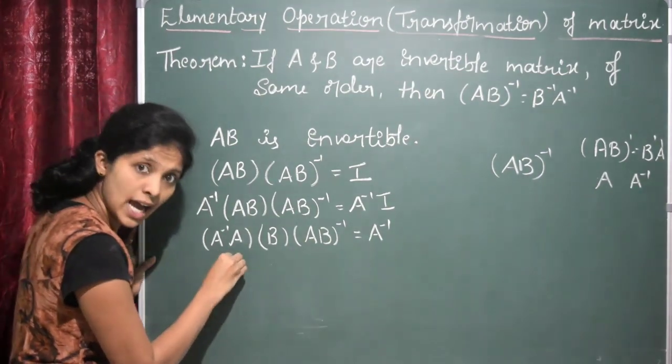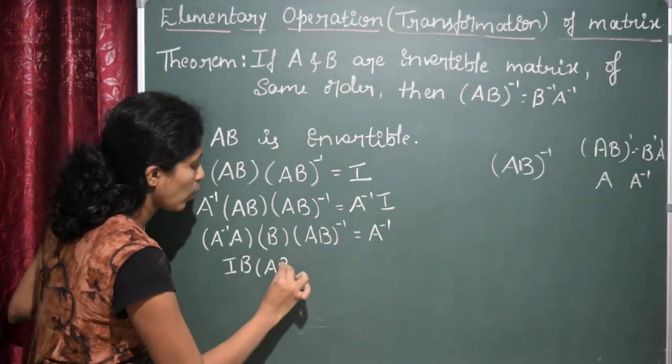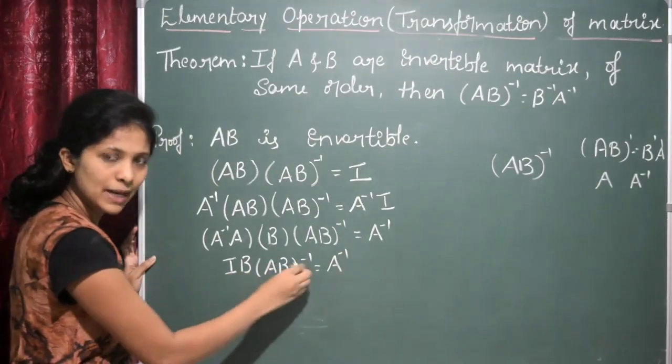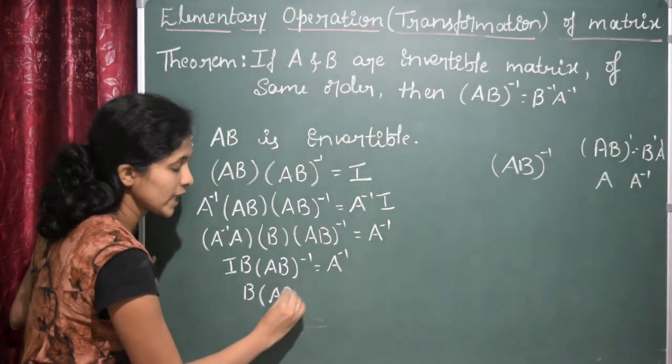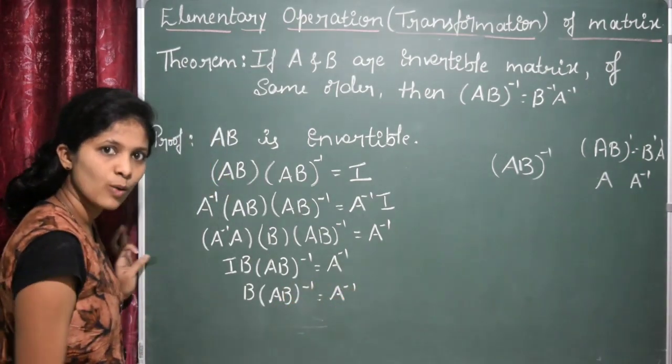So this one I can write I into B, AB whole inverse is equal to A inverse. So I is multiplied by this matrix. So this I can write B into AB whole inverse is equal to A inverse. Next step, can you say what we have to do?